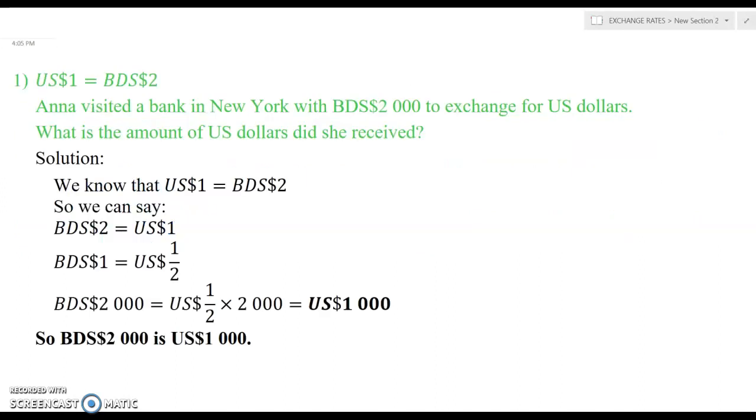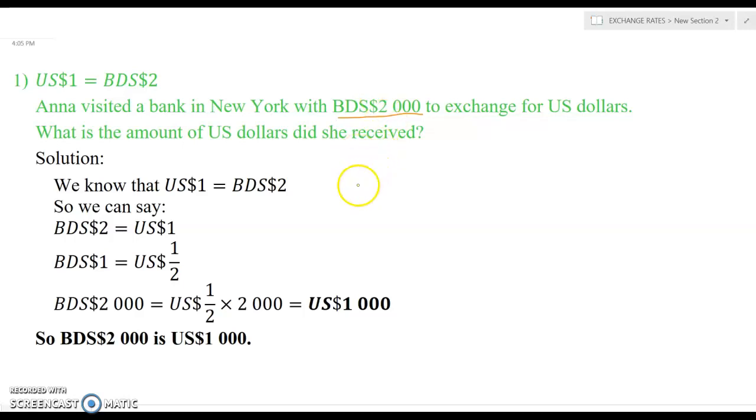So here we have a question. We're given a conversion rate for the US to the Bajan dollars. So 1 US is 2 Bajan dollars. Anna visited a bank in New York with 2,000 Bajan dollars to exchange for US dollars. Remember, Bajan is Barbados. So now we know that 1 US dollar is 2 Bajan dollars, right?